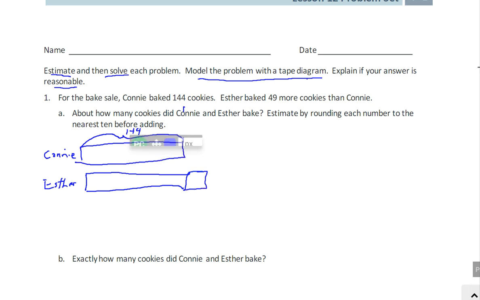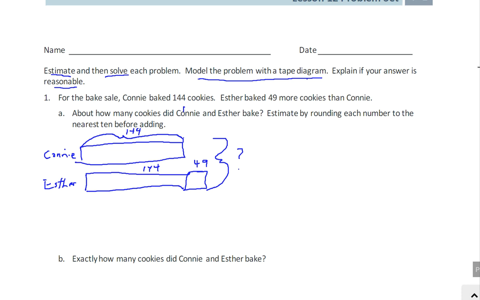So we have to add a little chunk to this tape diagram. We need to add 49 more cookies. Okay, 49 more. So this is still 144 here, and then we have 49. And then what they want to know is, what do they have all together? This is how we show that it's all together. We put a bracket there, okay? And that's going to be them both together, combined.